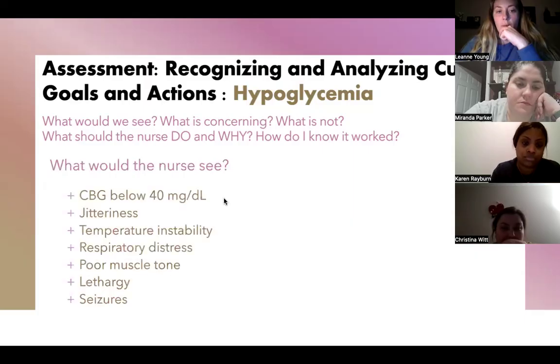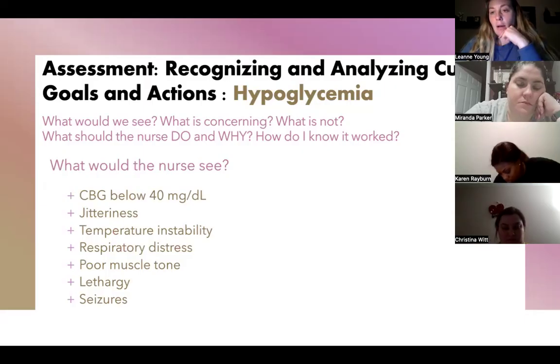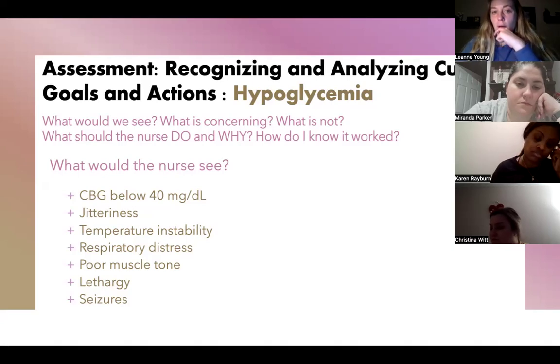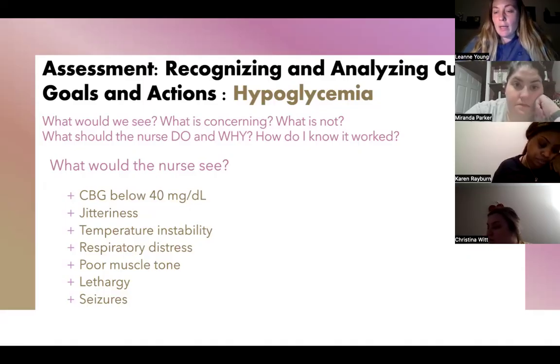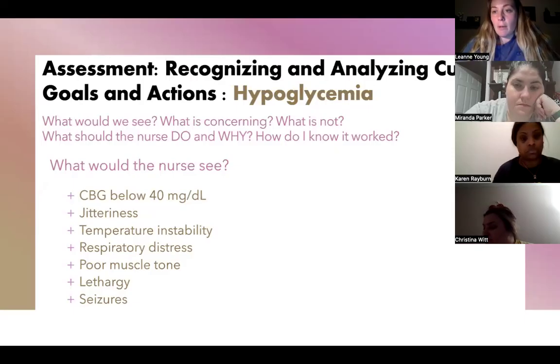So let's see, what would we see? We're going to see a blood sugar under 40. The baby will be jittery. If a baby has low blood sugar, they are not going to be able to regulate their temperature correctly, right? Because their body is trying very hard to maintain homeostasis. So if we have a baby who's hypoglycemic, their body is trying to compensate, using that brown fat to try and stabilize and metabolize for their blood sugar. So their body is not going to be able to thermoregulate as effectively either.